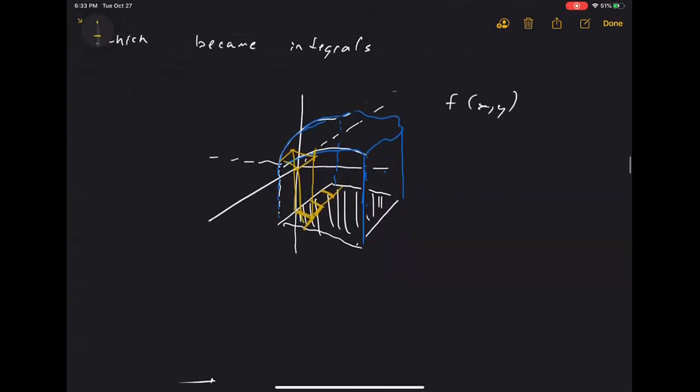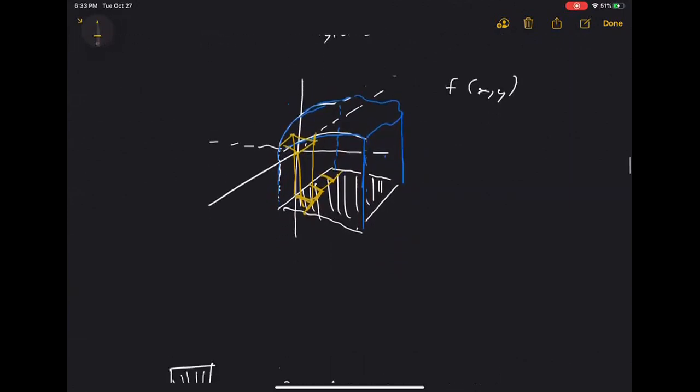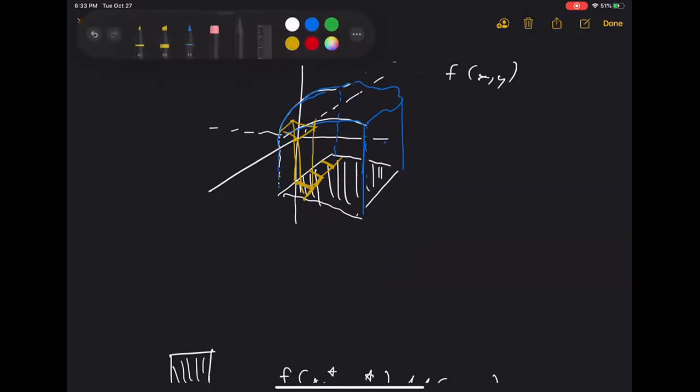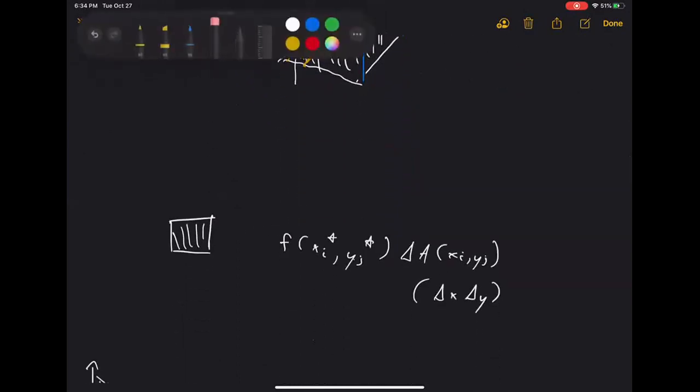And I add up the volumes of those boxes, and then I take the limit as those boxes get really small, and that gives me my exact volume. So the first step, and we're going to do the same thing for polar coordinates, was figuring out just the volume of a box, right? For our Cartesian setup, the volume of the box is just the area of the base times the height, which is the function value. All right, so we're going to develop a similar technique for polar coordinates.